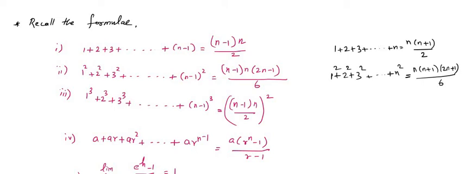N minus 1. Therefore, n minus 1. The next number is n. And the next number is what? The sum of these two. That is, if I add these two, 2n minus 1 by 6. This is the formula for the sum of the squares of the first n natural numbers.